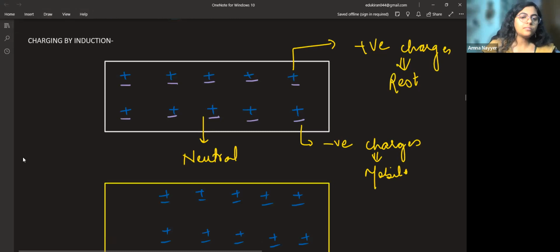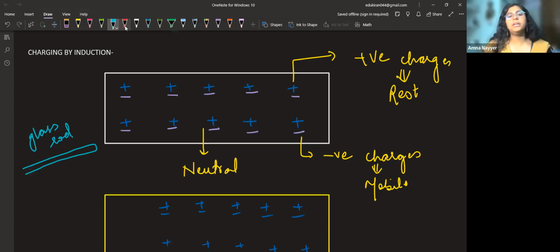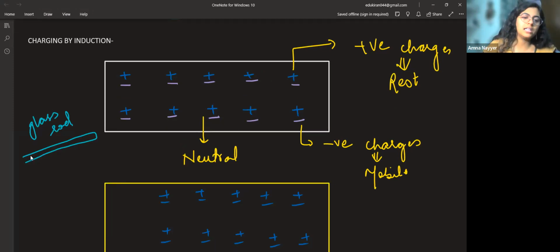Now, I have taken a glass rod. And this glass rod, I have made it, let's say, positively charged. At least this concept you all know, that unlike charges, positive and negative, will be attracted, and like charges will be repelled. That is, positive will repel positive, and negative will repel negative. I hope this you all know.